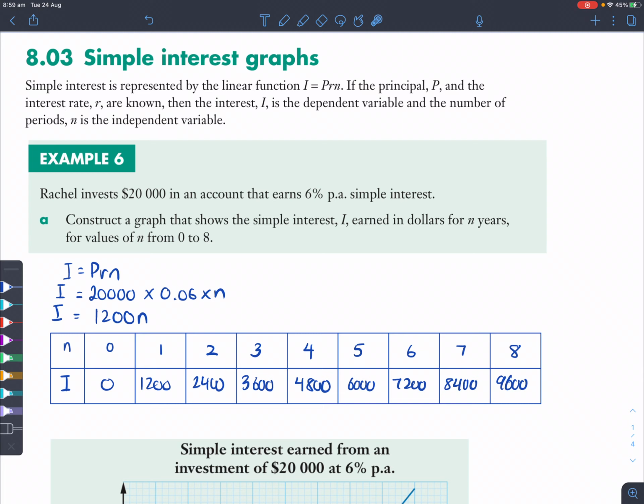What I want you to look at also is that this number here is our gradient. If you imagine y equals mx plus b without the b, because that's 0, here's our value before the x term, which in this case is n. That number, 1,200, is our gradient, which means that every time n goes up by 1, which is the number of years going up by 1, we're earning $1,200 in total. You can see the difference between one number and the next is 1,200, and we're going to explore that later.